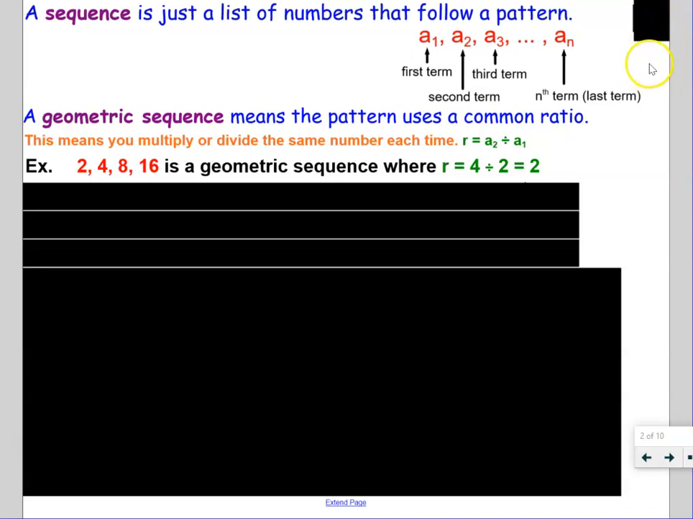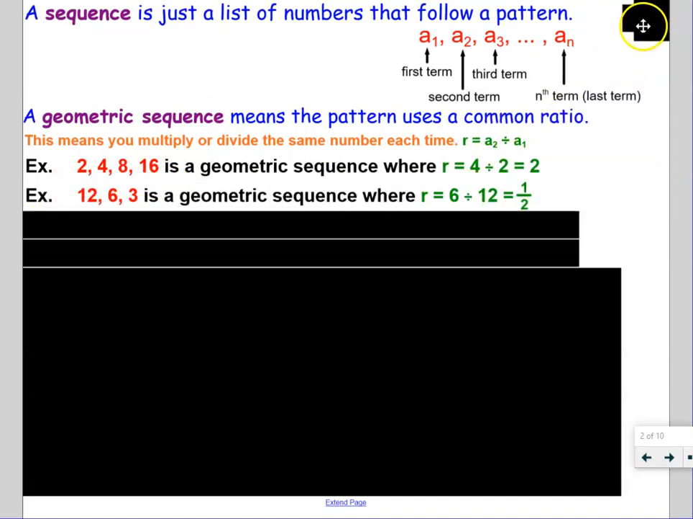Here's an example. 2, 4, 8, 16 is a geometric sequence where R, which is 4 divided by 2, so that's the second term over the first term, is 2. I can also do 3rd divided by 2nd. 8 divided by 4 is also 2. Or I can do 4th term divided by 3rd term. 16 divided by 8 is also 2. Because 2 times 2 is 4, 4 times 2 is 8, 8 times 2 is 16. It follows the times 2 the entire way.